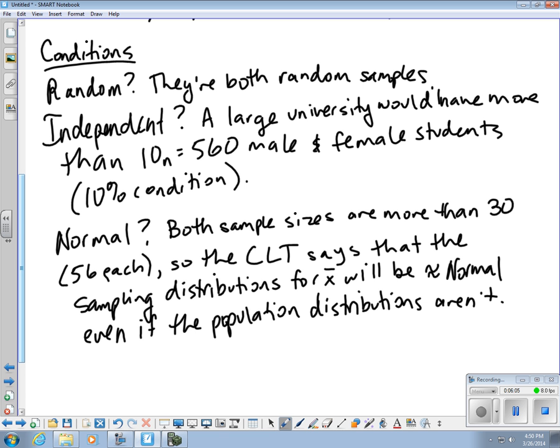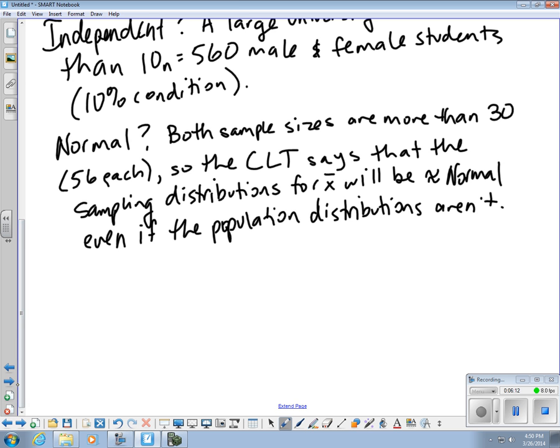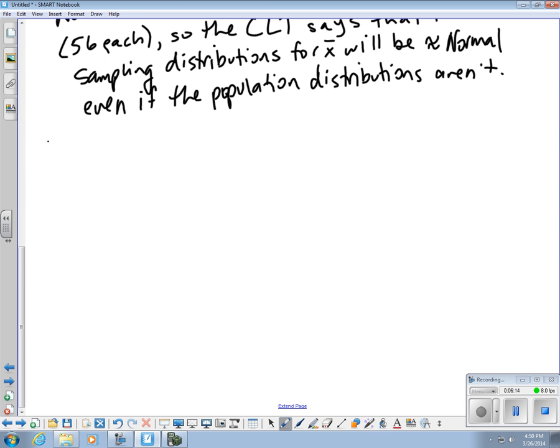And anytime you use the central limit theorem, you should write a brief sentence kind of explaining what it says, just showing that you really understand how to use it. Okay, so conditions are met. Calculations.